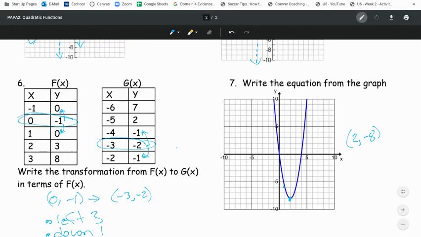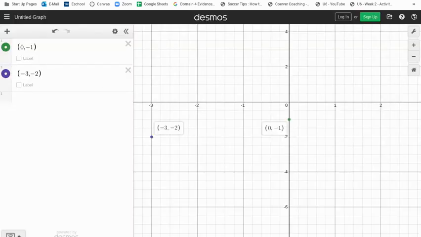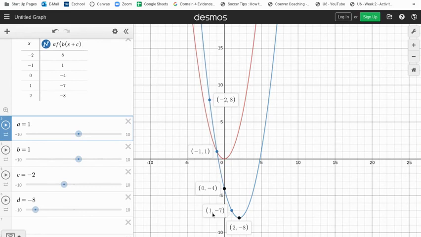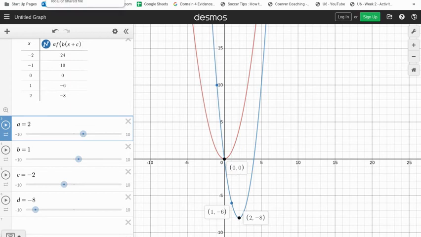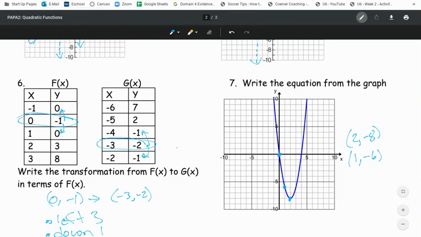Then it looks like I have a point right here at 1, -6. So I go check my Desmos. Oops, wrong Desmos. And I have 1, -7. So that doesn't match up. So we do know that it's been stretched because I need it to be at -6. Okay, so I need this to come up here. So we can change this. I would just change it to a 2. And there we go. Now that matches up, and I just need to make sure it goes through 0, 0 as well, which it does, right? 0, 0.